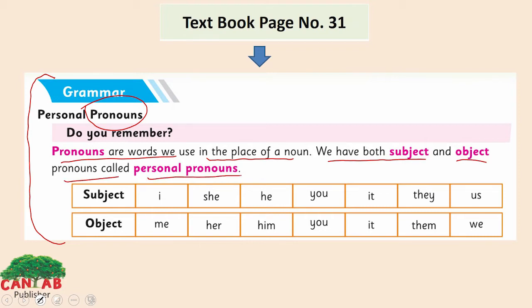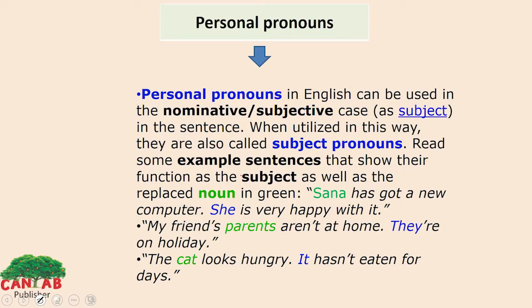Now look at the concept of subject and object pronouns, which are called personal pronouns. Personal pronouns in English can be used in the nominative or subjective case, as the subject in the sentence. When utilized in this way, they are also called subject pronouns. We have some examples here that show their function as the subject as well as the replaced noun.